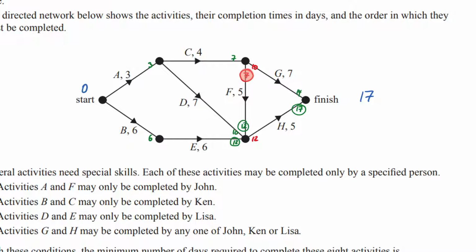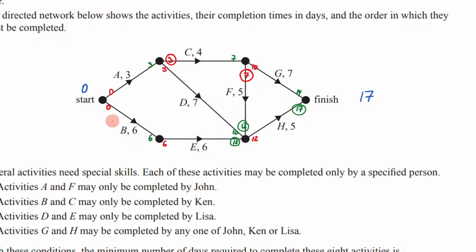All right, we continue. So I'm going to go 7 minus 4 is 3. And then here, I'd go 12 minus 7 is going to be 5. 3 is the smaller number there. 3 minus 3 is 0. We continue over here. 12 minus 6 is 6. 6 minus 6 is 0.